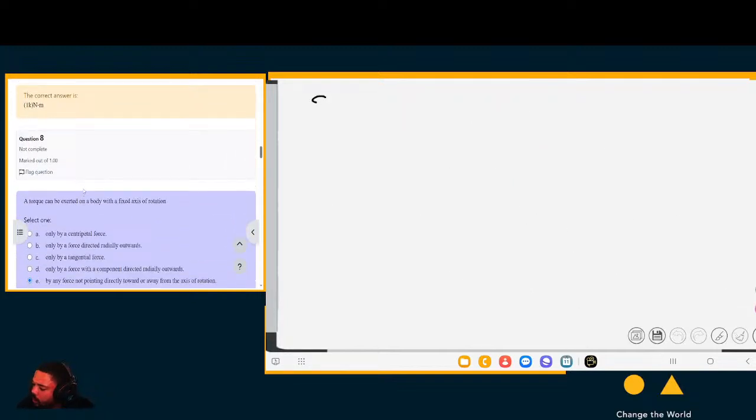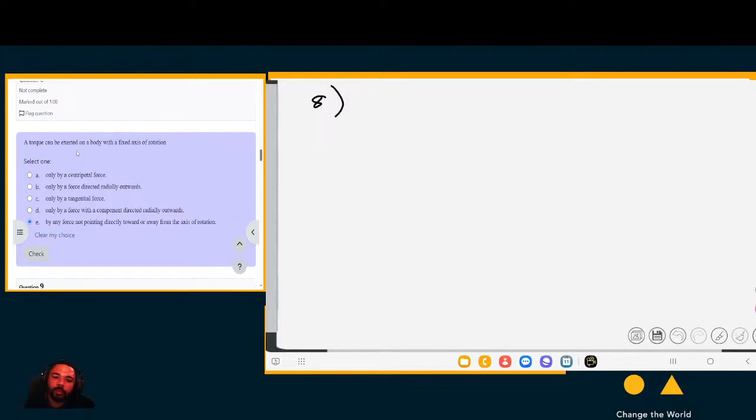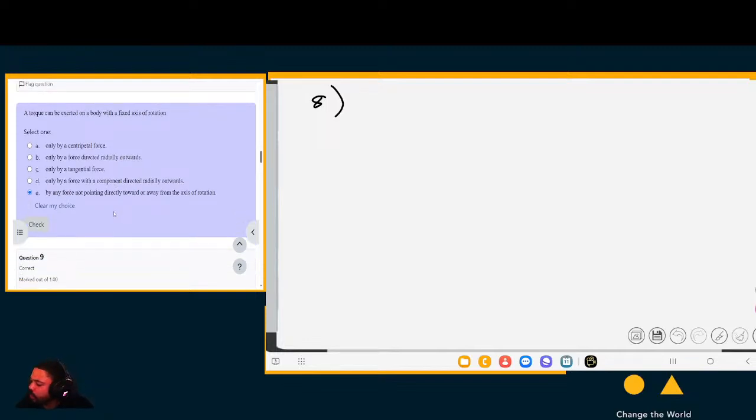Now we go to question number 8. Still a torque problem. They ask: a torque can be exerted on a body with a fixed axis of rotation only by what force? Is it only by a centripetal force? Only by a force directed radially outwards? Only by a tangential force? Only by a force with a component directed radially outwards? Or by any force pointing directly toward or away from the axis of rotation? Okay, so if this was the axis of rotation, and this is whatever it is that is being torqued, then is it only caused by a centripetal force?